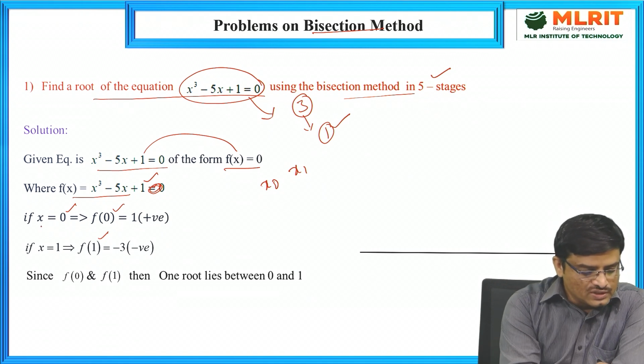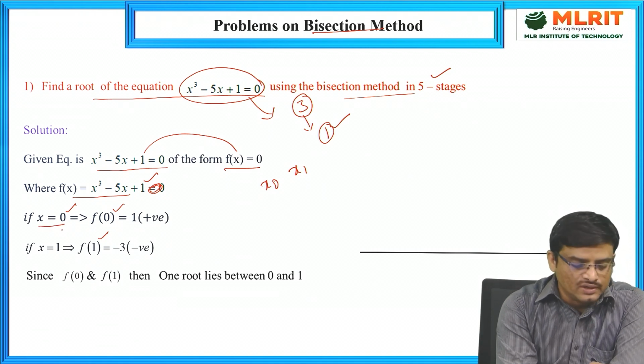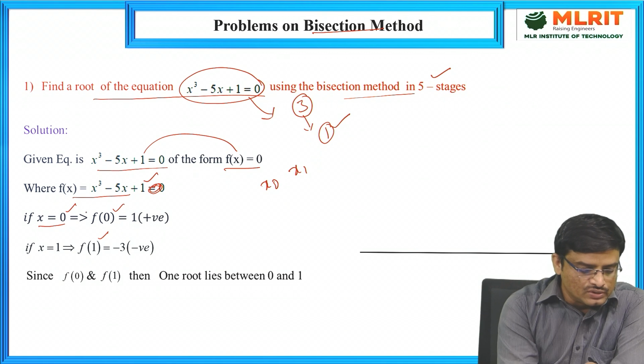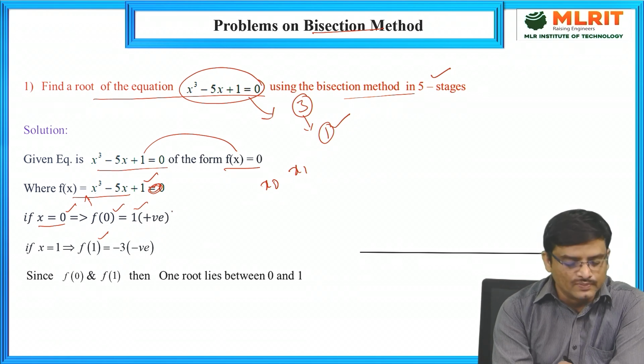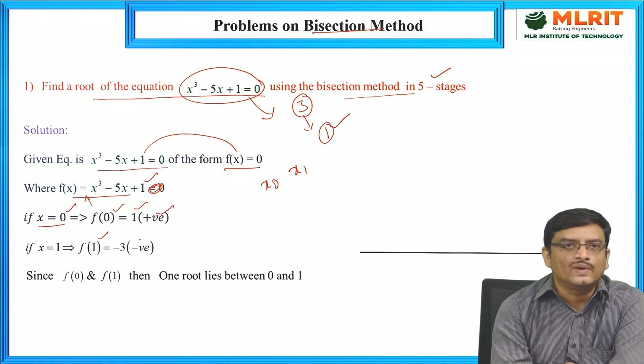So now if you take x is equal to 0 and substitute it in this function f of x, you will get 0 minus 0 plus 1. You will get f of 0 is equal to 1. So 1 is a positive number, so this is a positive value here.